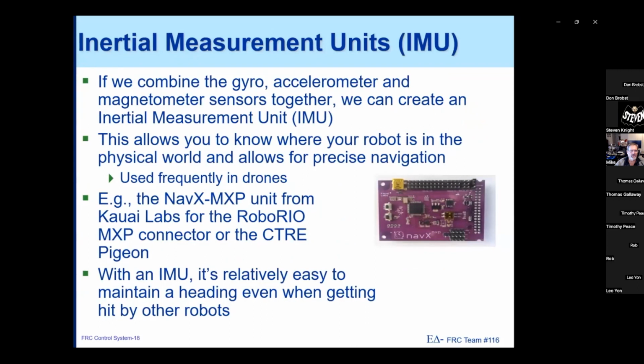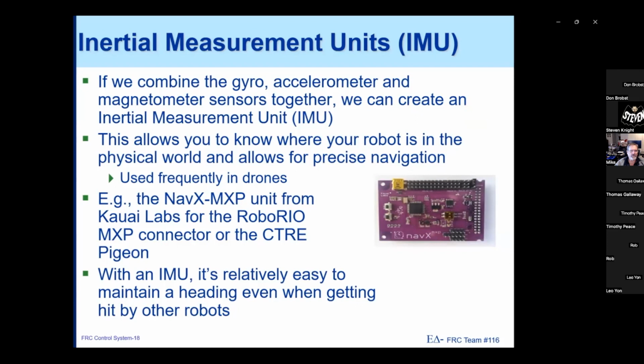If we combine the gyro, the accelerometer, and the magnetometer together into one particular unit, this is often referred to as an inertial measurement unit, or an IMU. This allows you to know pretty much where your robot is in the physical world and allows for fairly precise navigation. This is the type of thing that's typically used in drones, for instance, or in spacecraft.